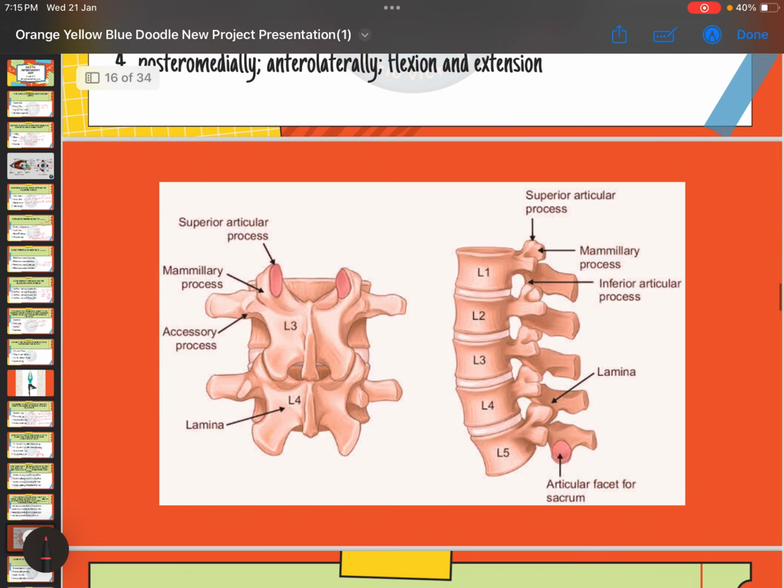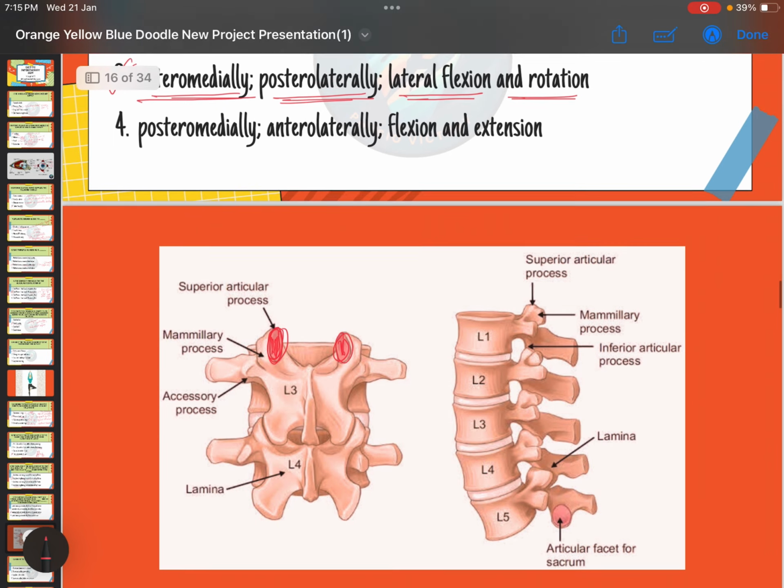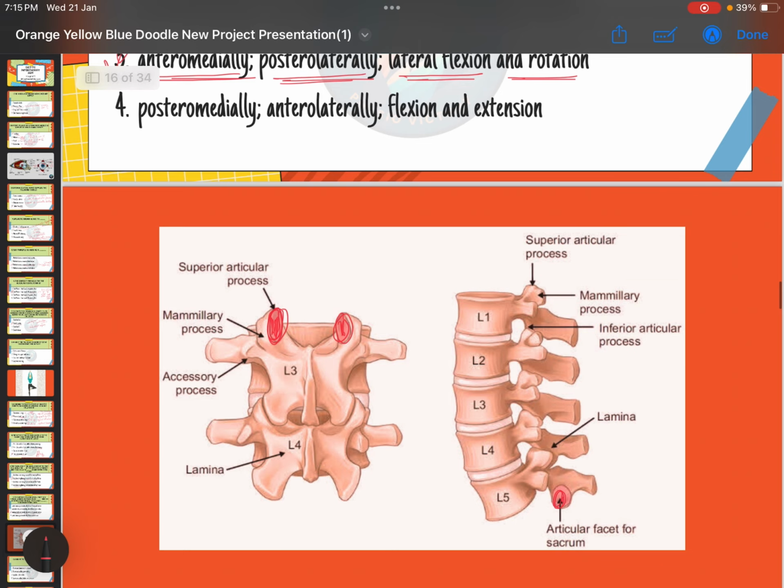Here is the image. So this is superior zygapophysial facet, which is basically anteromedially, and this is inferior zygapophysial facet, which is posterolaterally.